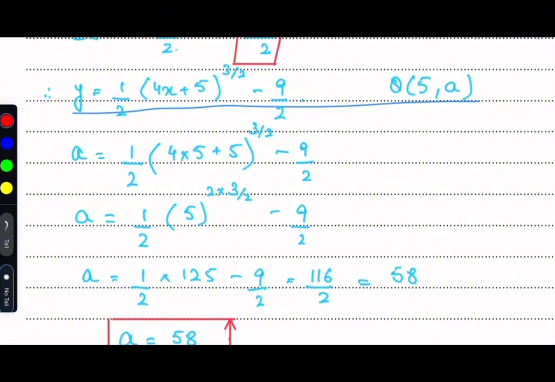4 into 5 plus 5 is 25. So 25 can be written as 5 square into 3/2. The 2 gets simplified. We are left with 5 cube, which is 125. So this is 125/2 minus 9/2, giving us 116/2, or I can say it's 58. So the A value here comes out to be 58. So that is the answer for this question.